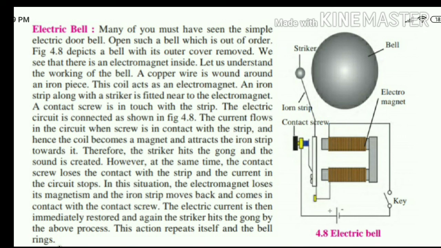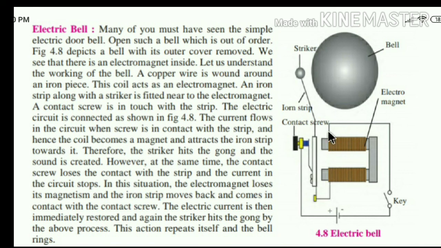Due to the elastic iron strip, that is, the movable iron strip, the making and breaking of the circuit occur alternately and the bell continues to ring as long as the key in the circuit is closed. When the key is closed, current flows in this circuit, and at the same time the electromagnet attracts the iron strip, the striker falls on the gong and sound is created.